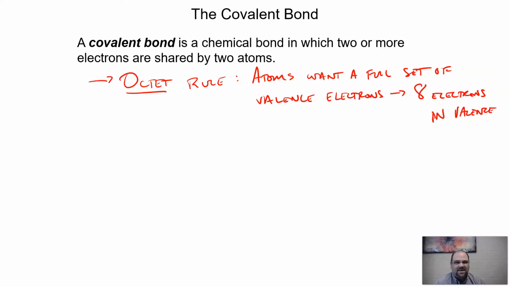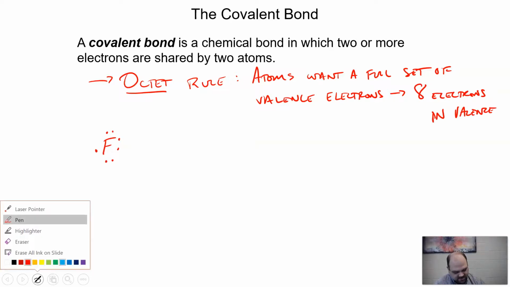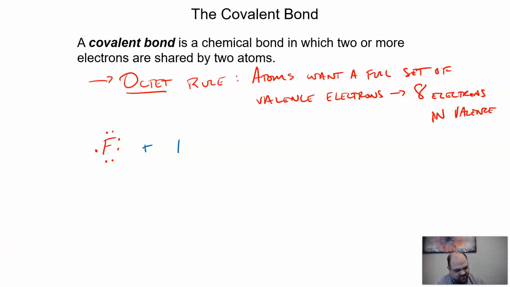A good example of the octet rule is fluorine being diatomic. If I take 1 fluorine, and then I'm going to switch colors to have another fluorine, when they react, let me draw this fluorine over here, my red fluorine. You can see that here they have a shared pair of electrons. Okay, I'm going to erase this real quick.